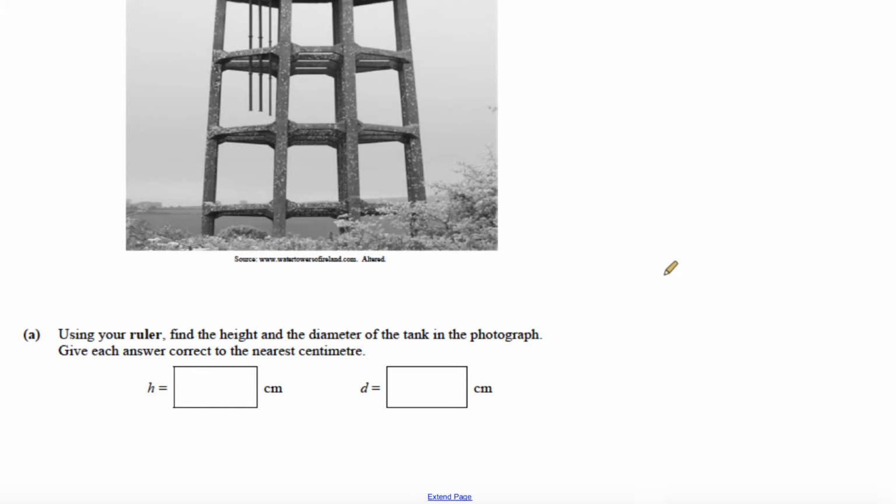So part A says, using your ruler, find the height and the diameter of the tank in the photograph and give each answer correct to the nearest centimetre. So when you measure those distances with your ruler, you should get a height of 2 centimetres and a diameter of 6 centimetres.